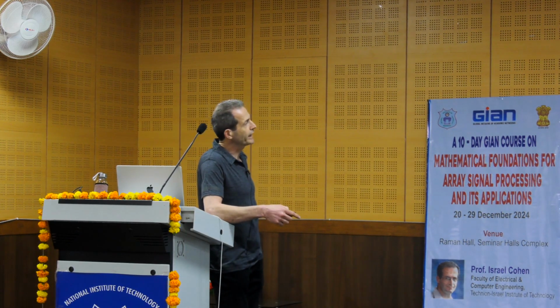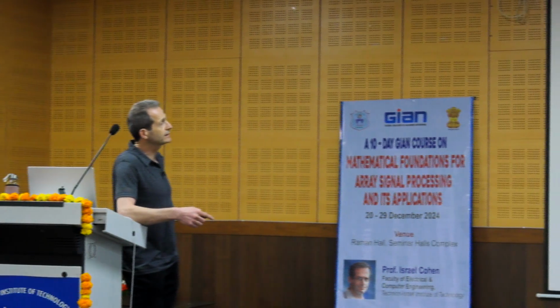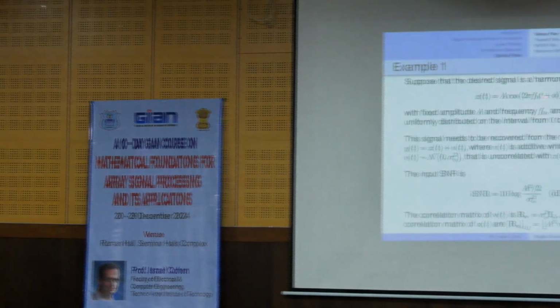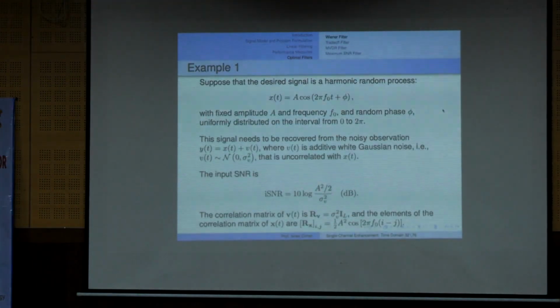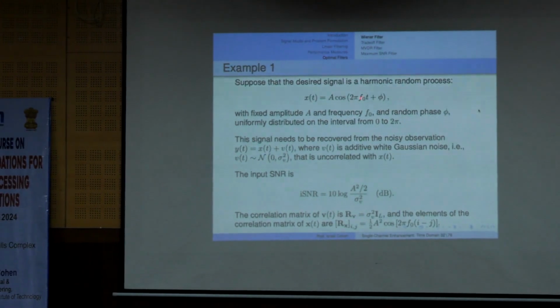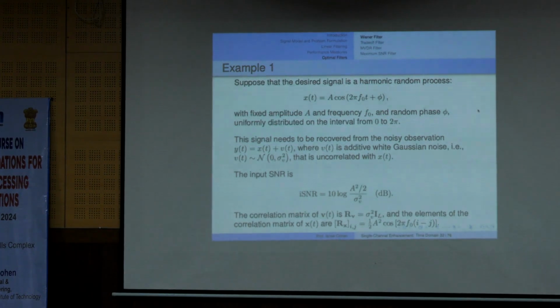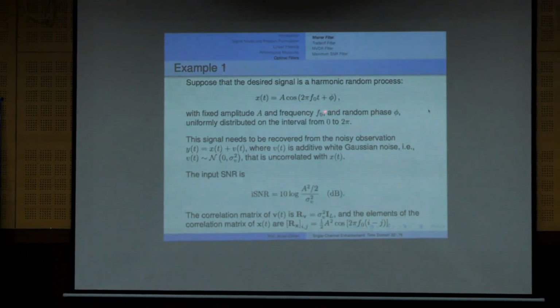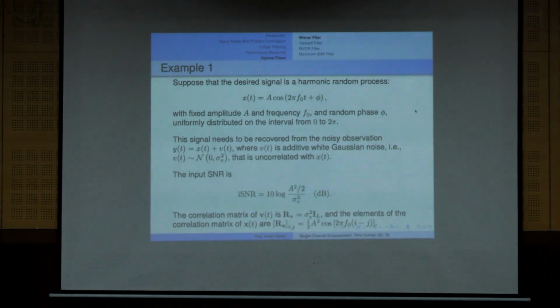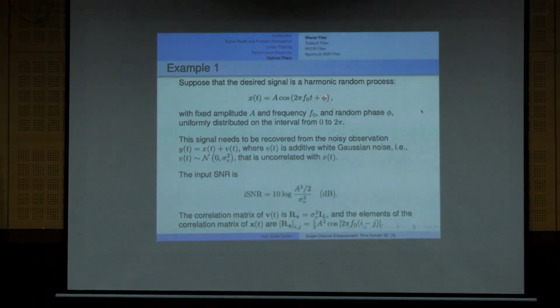Okay. So suppose that we have this signal, and suppose that the amplitude is constant, and f0 is lower than the Nyquist frequency, so it's between minus half and half, because T is the sampling interval. We assume everything is normalized, so the sampling interval is 1. And phi is the random phase, uniformly distributed on the interval from 0 to 2 pi. So this is the desired signal.